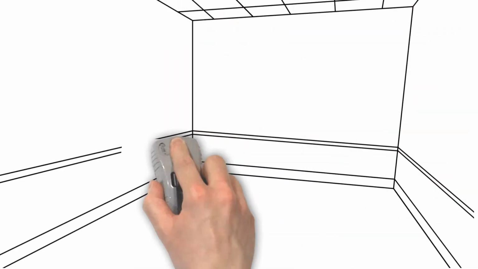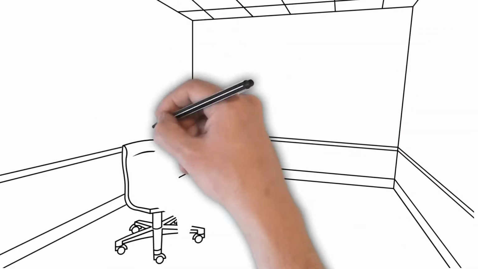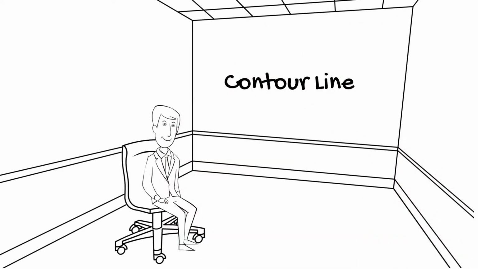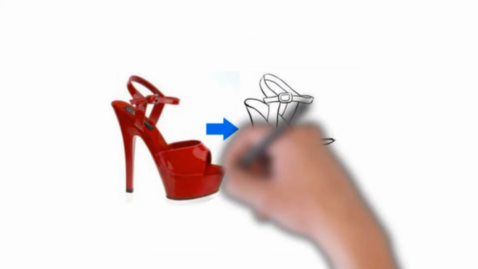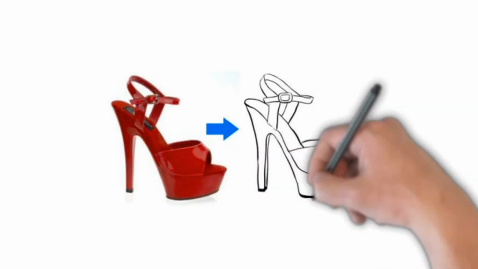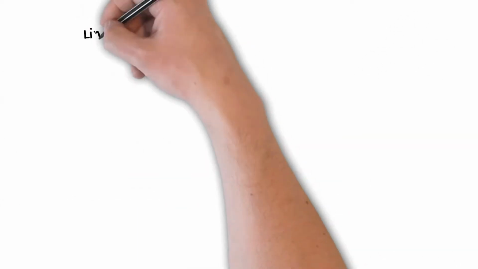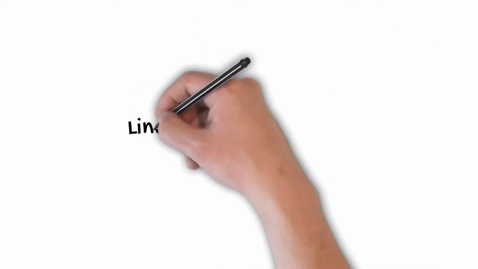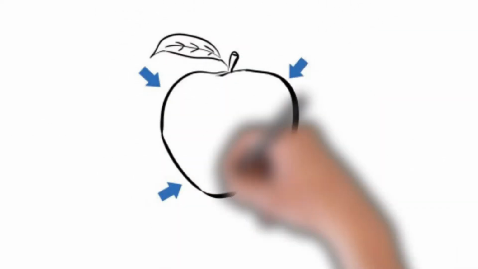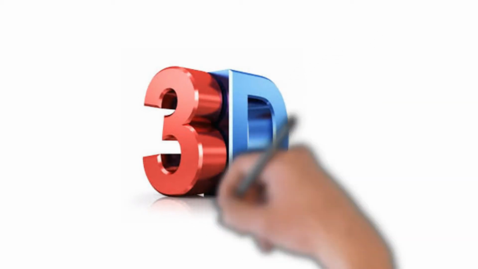There are also a variety of ways to use line in a drawing. One is contour line. It shows where an object ends. It is the most common way of using line even for the general public. Contour line is also called the outline. Next is line quality. It is the thickness or thinness of a line. Line quality is used to show form in a drawing, like this one. By using line quality, you can show a 3D representation of an object.